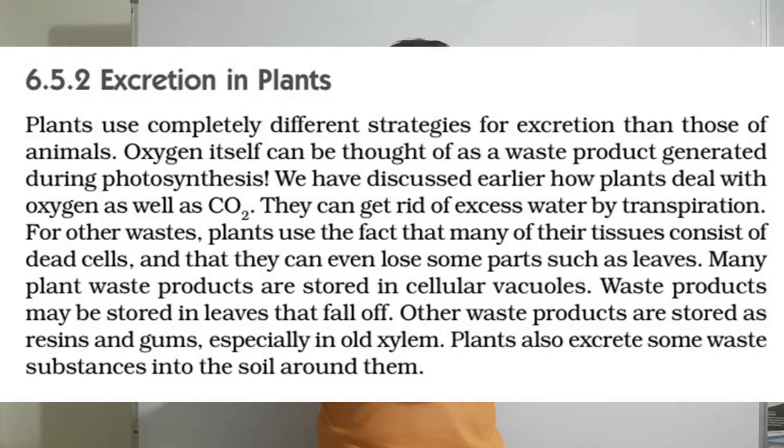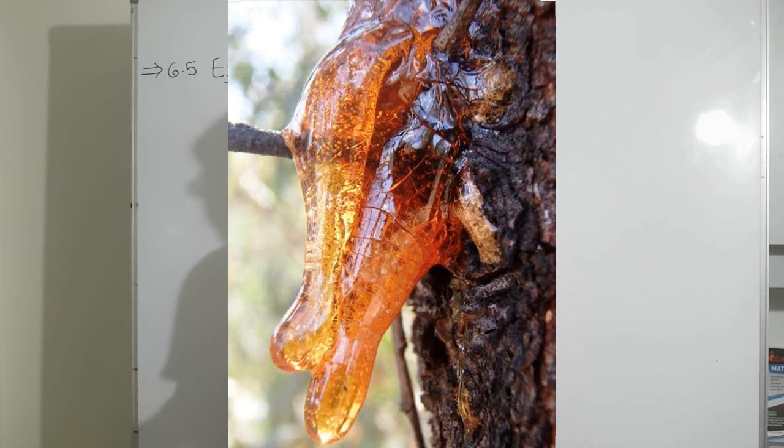Many plant waste products are stored in cellular vacuoles. Waste products may be stored in the leaves that fall off. Other waste products are stored as resins and gums, especially in old xylem. Plants also excrete some waste substances into the soil around them. Friends, you can see a diagram of plant waste products, that is resins and gums, on your screen. So in this way plants do excretion.